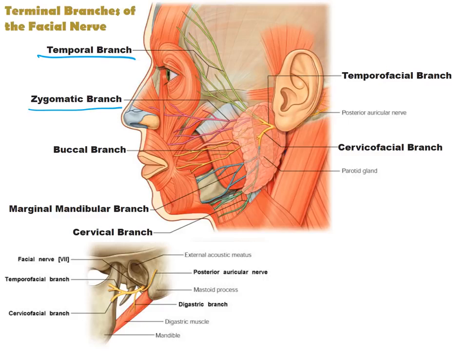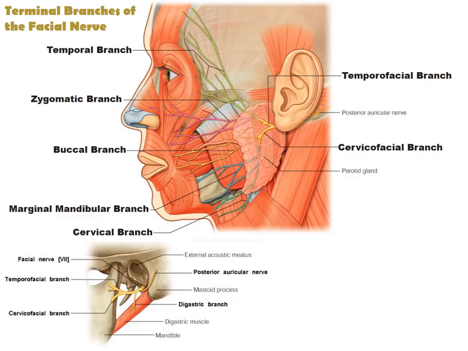The buccal branch, shown here in yellow, will cut horizontally across the face to innervate the muscles near the cheek, for example the buccinator muscle and the risorius muscle. The marginal mandibular branch courses over top of the mandible and innervates those muscles that will depress the angle of the mouth and the lower lip. And lastly, the cervical branch, shown here in green, is mostly responsible for innervating the platysma muscle.